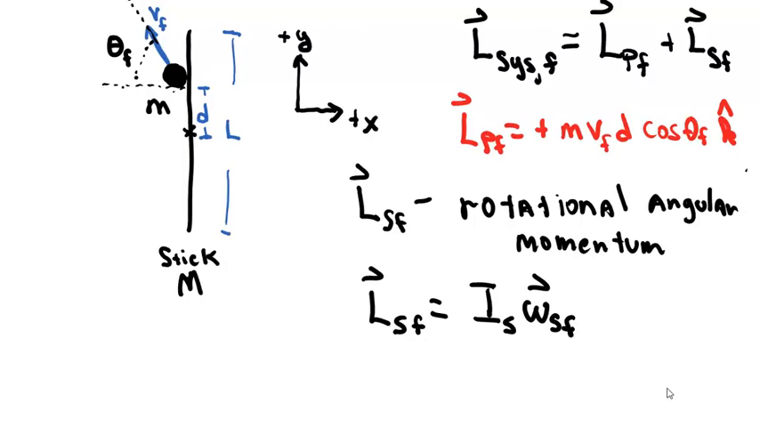So we only need to compute the stick's rotational angular momentum after the collision, which we can write as the product of the stick's center of mass moment of inertia, I sub s, times the stick's final angular velocity, omega sub sf, which is the unknown quantity we're trying to find. The stick's moment of inertia will be 1/12 times big M times the square of the stick's length, L squared.